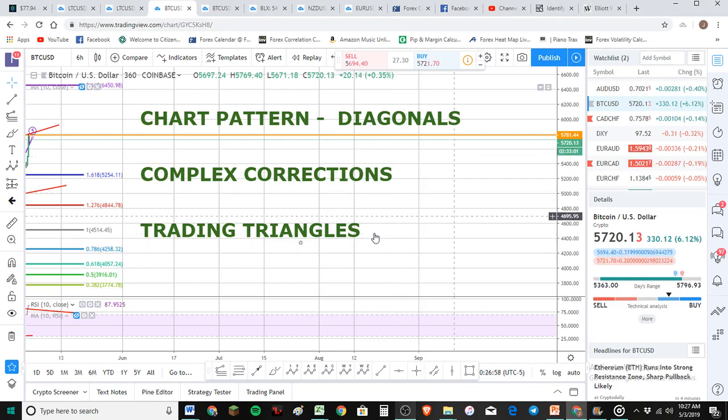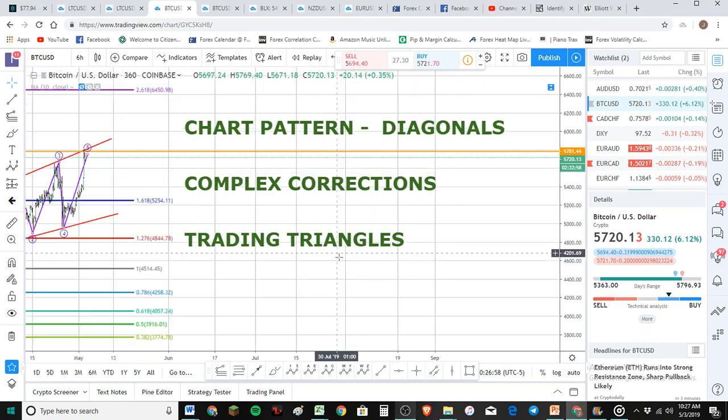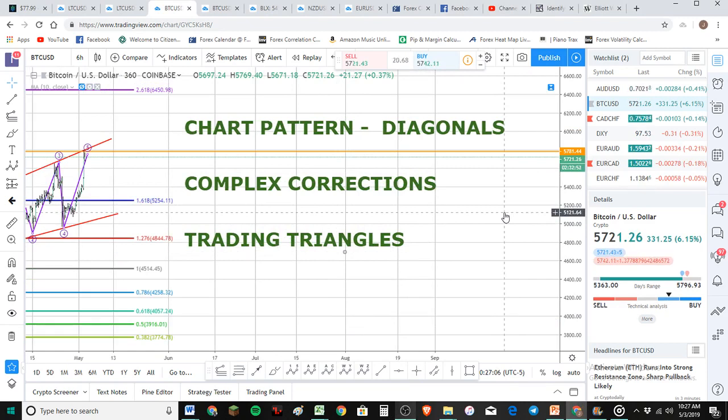We had an awesome morning this morning, and I hope you were able to get in on that move. If not, don't worry and don't FOMO. That's so important. Market psychology is so critically important, and we're going to be talking about that in a future video. But today we want to talk about a chart pattern called a diagonal. I want to show you what that means and what that looks like and why I think Bitcoin's heading down from where it is. We're going to have a correction.